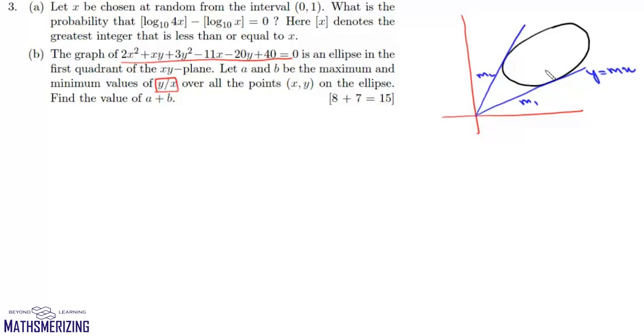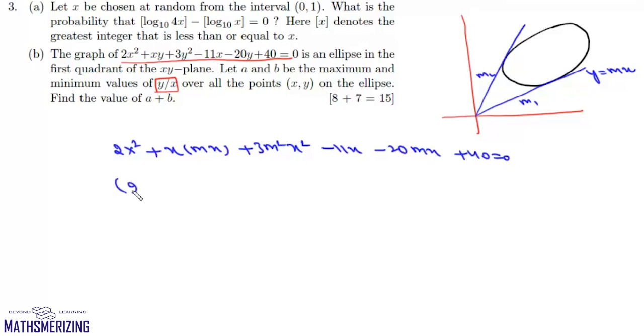So what we'll do is we'll eliminate y. We'll write 2x square plus x into mx plus 3m square x square minus 11x minus 20mx plus 40 equals 0. Now we'll take x square common. We can write (2 plus m plus 3m square) into x square minus (11 plus 20m) into x plus 40 equals 0, which is a quadratic equation in x.